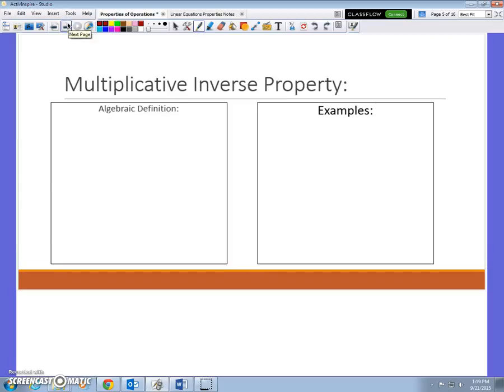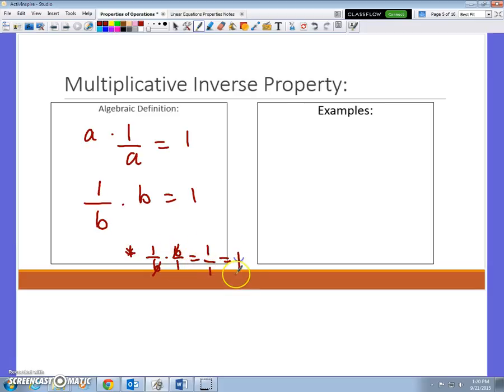The inverse property, same kind of thing. If I had a times 1 over a, it would equal 1. Or if I had 1 over b times b, it equals 1. Okay, and we've been practicing multiplying fractions, so there's a little sidebar here. If I did do 1 over b times b over 1, we reduce, reduce, reduce, reduce. 1 times 1 is 1 over 1, which is 1. So when you do the multiplication, it works out the same way. So basically, this is called multiplying reciprocals, but we're going to call it the multiplicative inverse property, and you'll have to know its specific name as well.